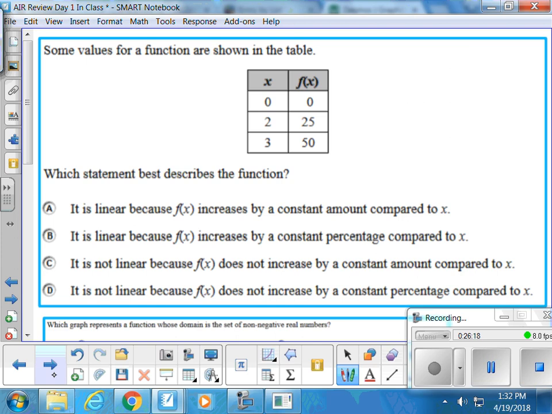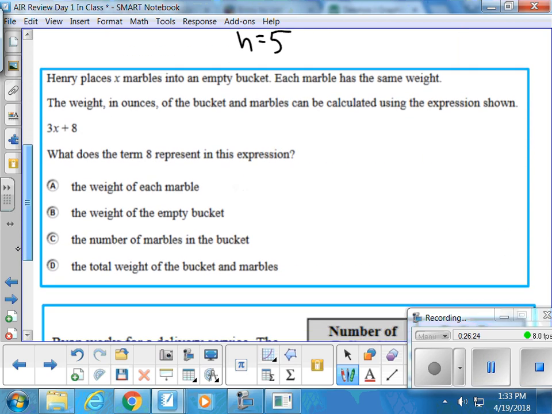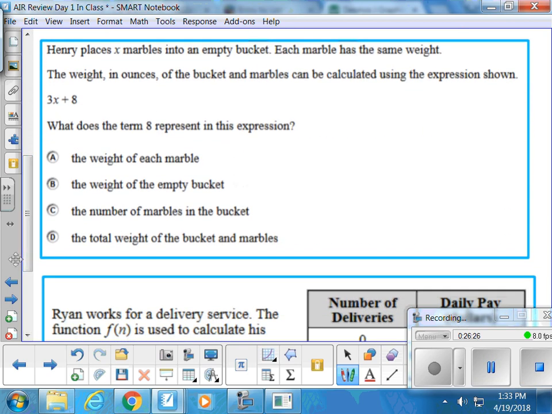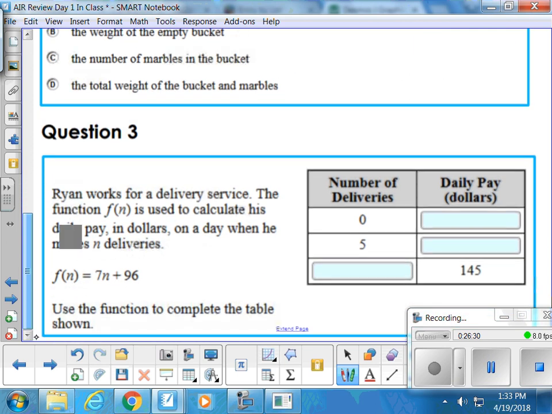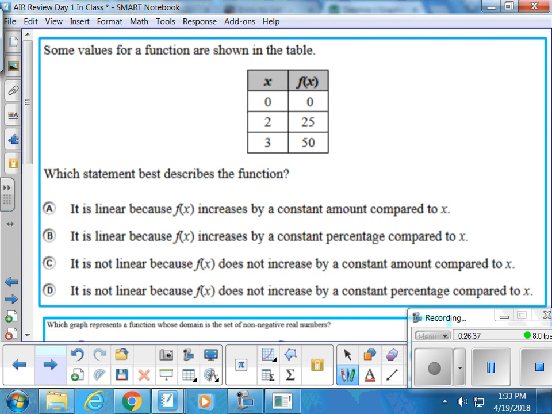All right. I think I just scroll down to find the next one. Hello, this is the marbles in the empty bucket. Try the marbles in the empty bucket all by yourself tonight. We'll check it tomorrow. Try the Ryan problem by yourself tonight. We'll check it tomorrow. So just star these ones. Let's do this one together.